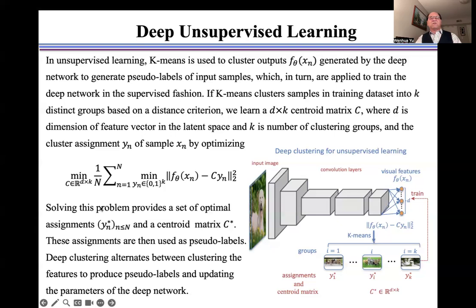Solving this problem provides a set of optimal assignments and a centroid matrix C. These assignments are then used as pseudo labels. Deep clustering alternates between clustering features to produce pseudo labels and updating the parameters of the deep network.